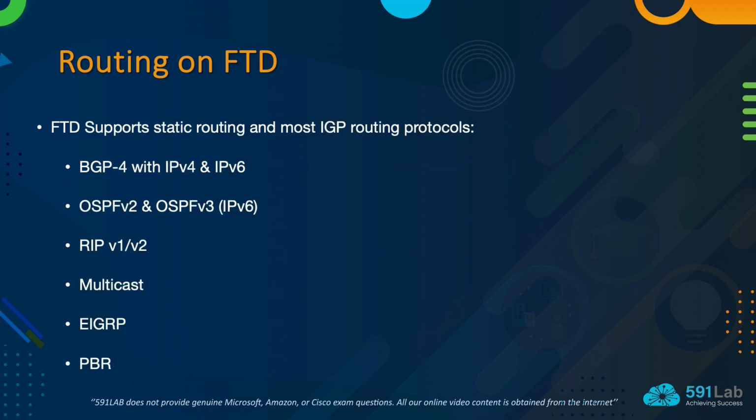Let's take a look at static routing. Static routes are manually configured routes that specify how packets should be forwarded to reach specific networks. They are useful for small networks or for configuring a default route to the internet service provider.